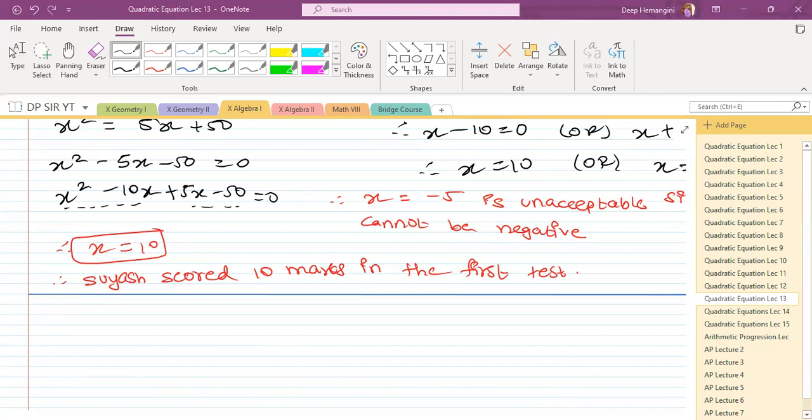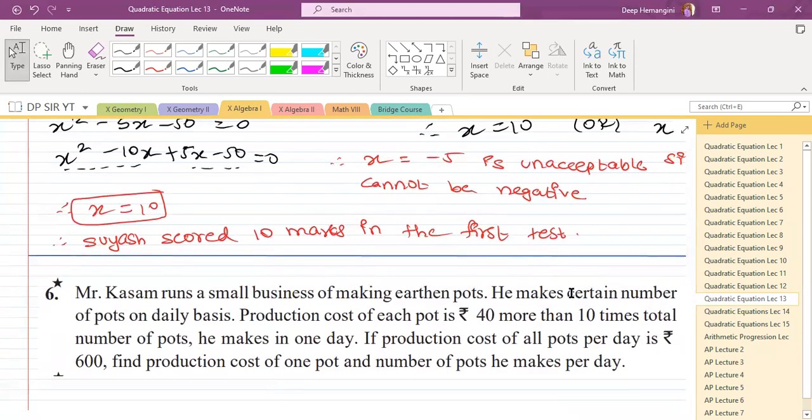So Mr. Kasam runs a small business of making earthen pots. Is the question not yet visible? Then just give me a moment. I'll just copy the question again because even I can't see it on my OneNote. The bigger the question, the simpler the solution. Why? Because a lot of things are already given in the question. So what is left for you to solve? Very little is left.